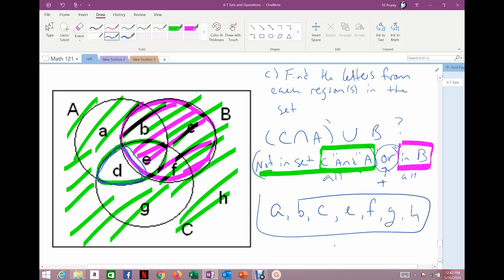If it was and, I would only do the overlap, which would basically be everything in circle B. But it's not, it's or. And so there's the answer: A, B, C, E, F, G, and H. Everything except for that wedge D. Alright, so that finishes up the 6.1 set of lecture notes. And the next set of notes will be from the 6.2.